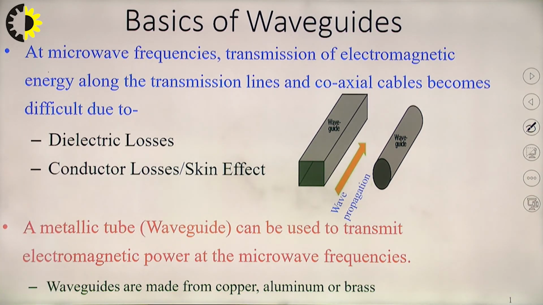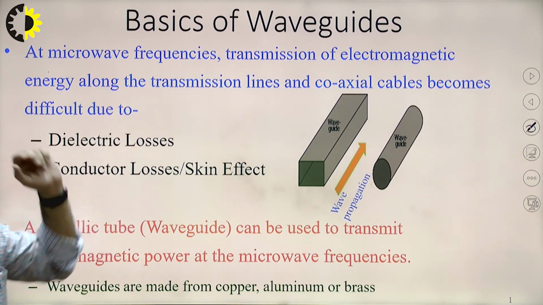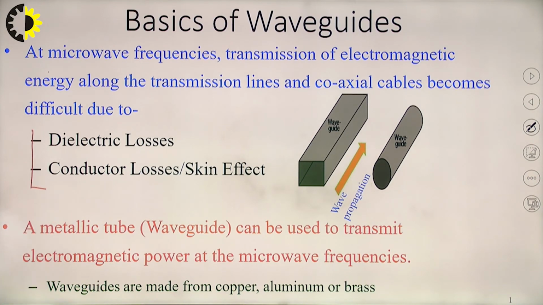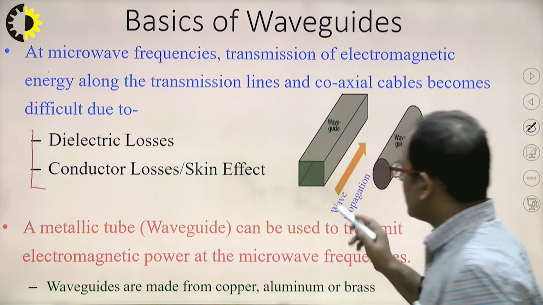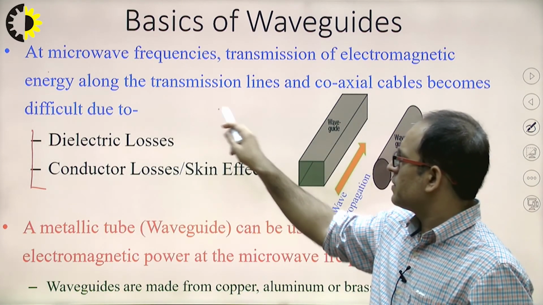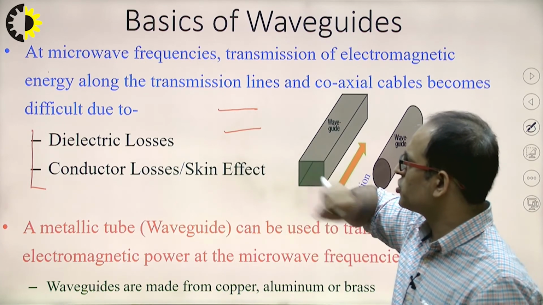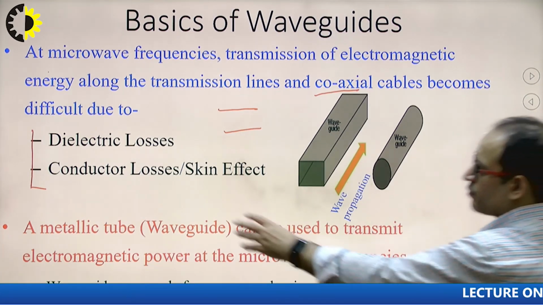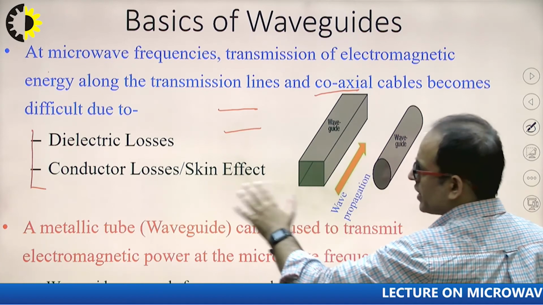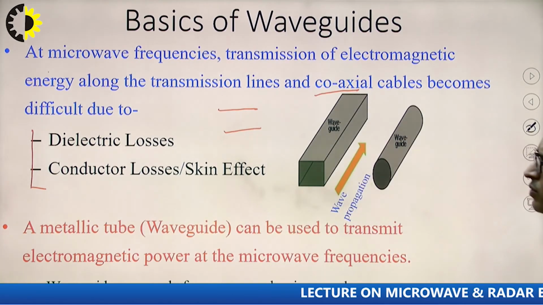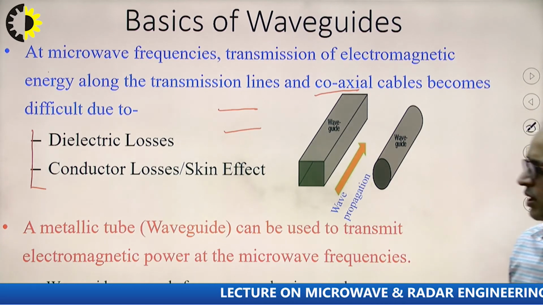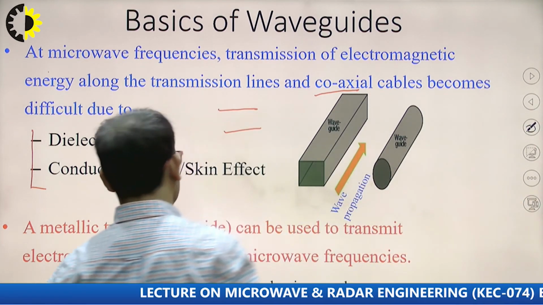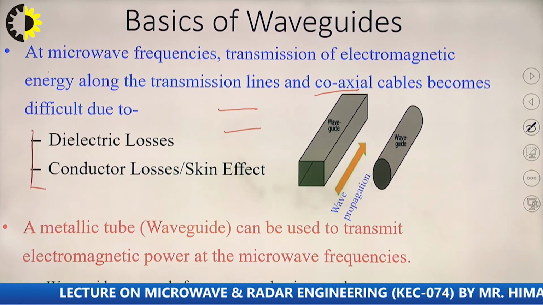At microwave frequency, the transmission of electromagnetic energy along a transmission line and coaxial cables becomes difficult due to dielectric losses and conductor losses, that is known as skin effect. In the first 5 lectures we discussed the wave transmitted through a transmission line and coaxial cable, but that is difficult due to the dielectric losses and the conductor losses, also known as the skin effect. So, another method for transmitting the microwave signal is why we are using the waveguide.